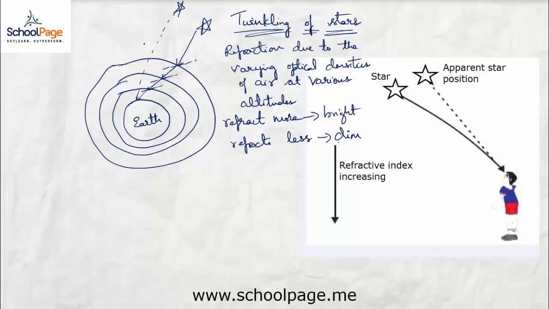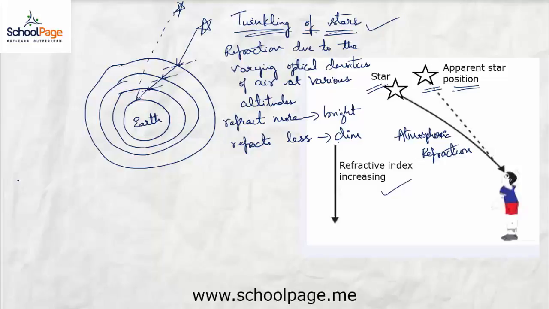This picture shows the apparent star position due to atmospheric refraction. So this is the direction where refractive index is increasing. This is the actual position of the star. The bending of the starlight is due to atmospheric refraction. But this boy can actually see the star at this position. So this is the apparent star position. Here you need to understand that the atmosphere is continuously changing, due to which the optical densities of the air at different levels in the atmosphere keep on changing, due to which you can see twinkling of stars.